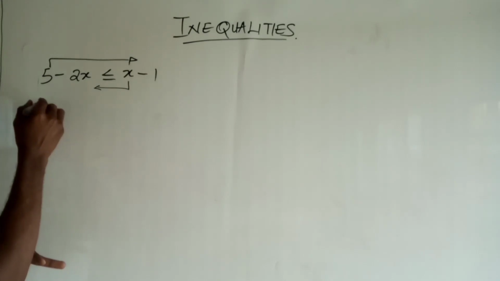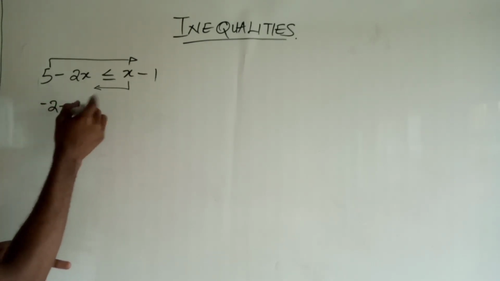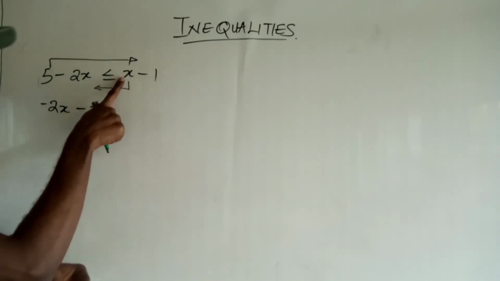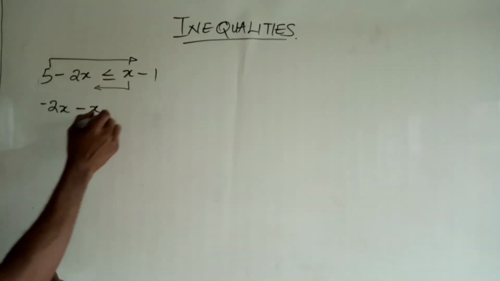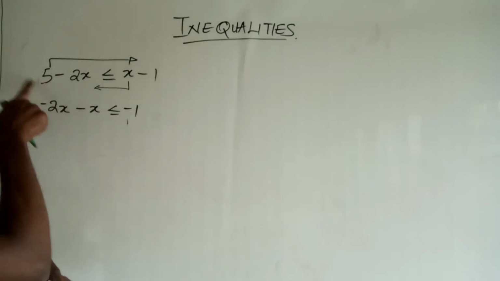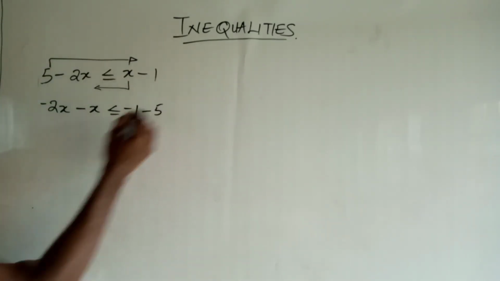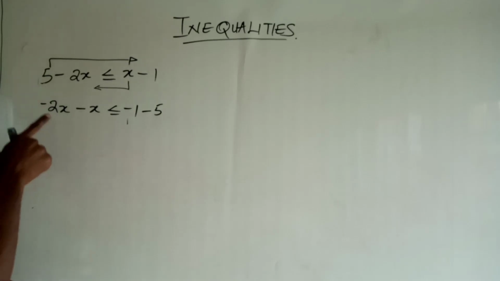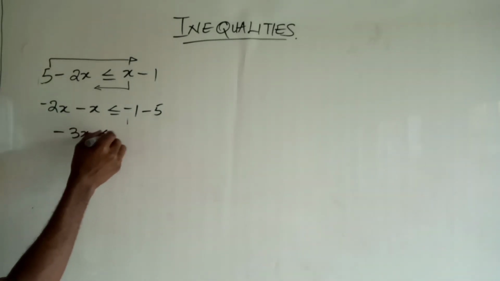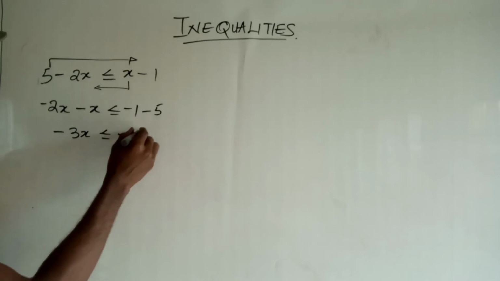So I have here minus 2x. Now this guy coming over here becomes minus x because it's positive here. So when it comes over here, it becomes negative. So I have less than or equal to minus 1. And this 5 here, when it comes over, becomes minus 5 because it is positive here. So negative 2x, negative x is going to give me negative 3x, less than or equal to negative 6.